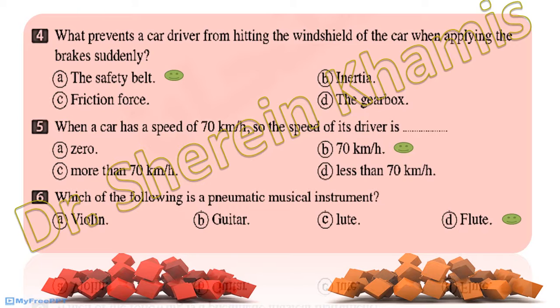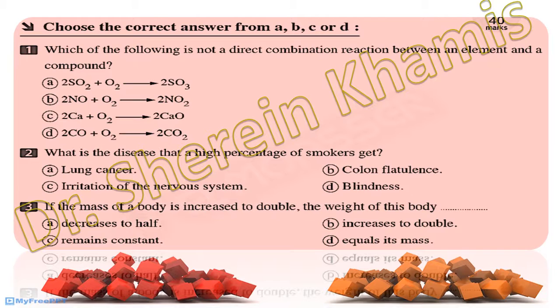Let's go to the second exam. We have 5 exams of El-Moaser today. The second exam says: which is the correct answer from A, B, C, or D? Which of the following is not a direct combination between an element and a compound?